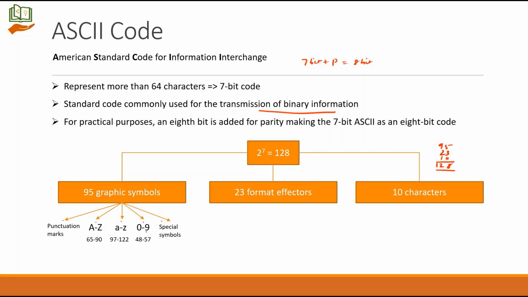0 to 9 is represented from 48 to 57 in decimal number, followed by capital A to Z, which is denoted from 65 to 90, followed by small a to z, taking the value of 97 to 122.